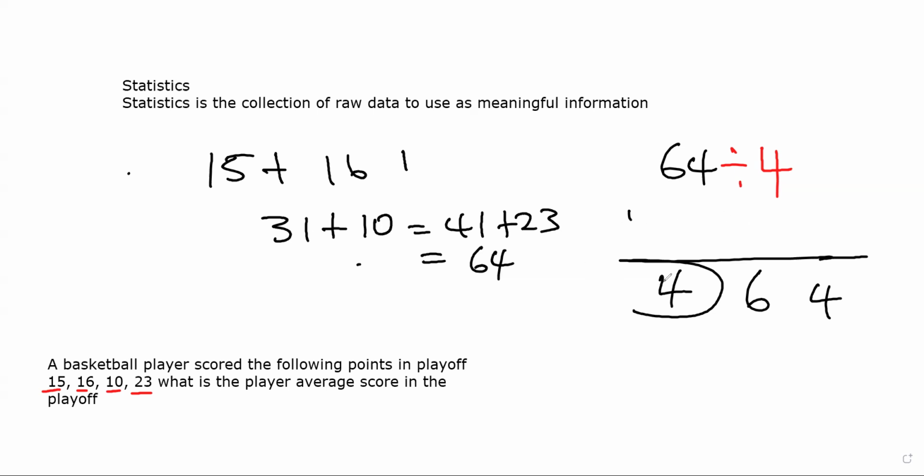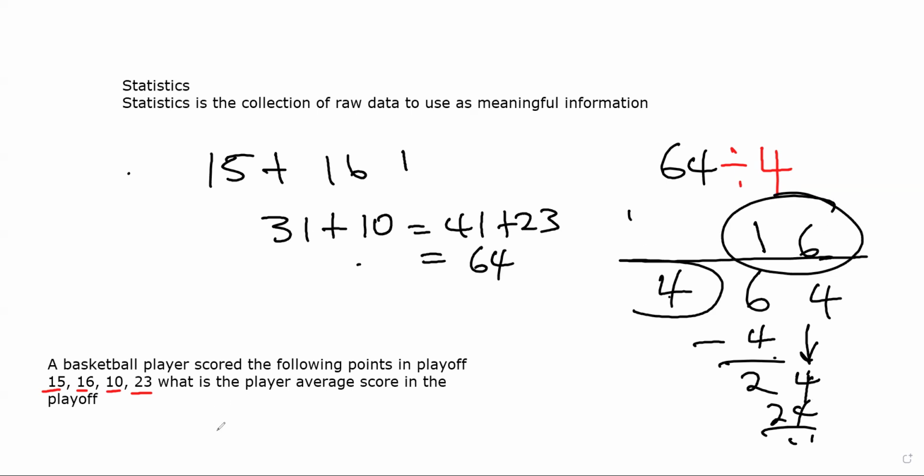Alright, I'm ready. So 4 into 6, 1 times 4 is 4. So we subtract, that's 2. Carry down the 4, that's 24. And then of course 4 into 24, 6 times 4 is 24. So our answer is 16. Yeah, thank you so much.